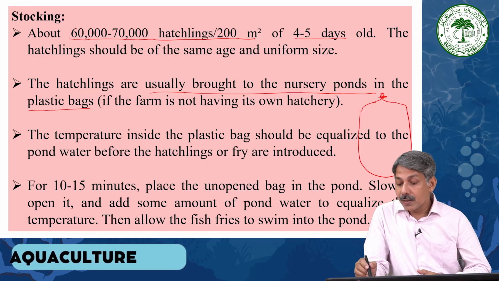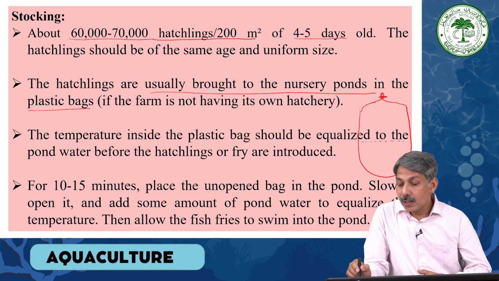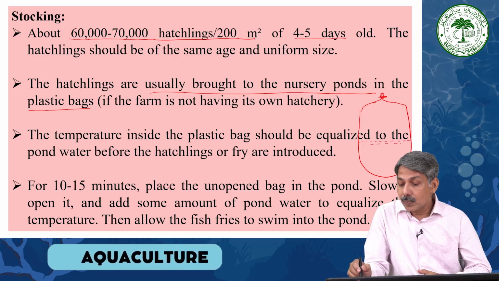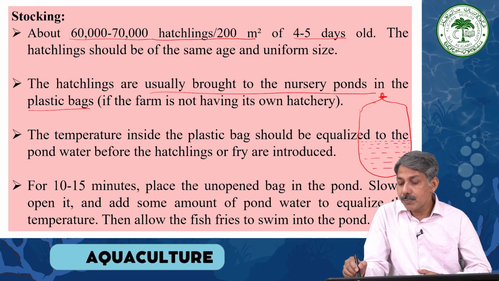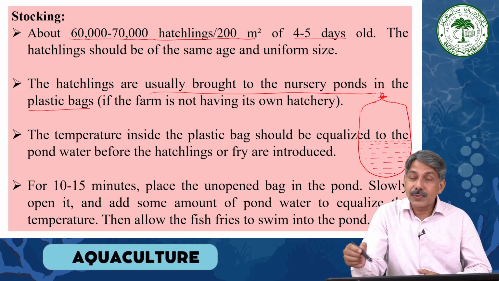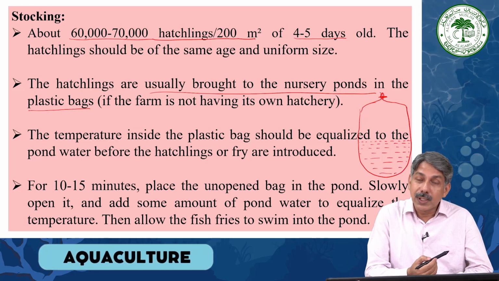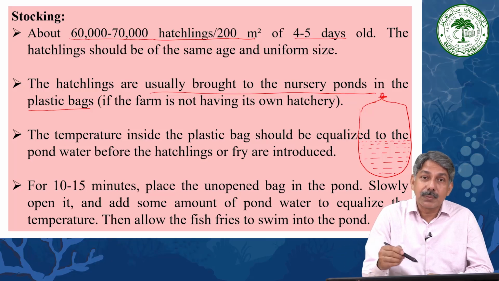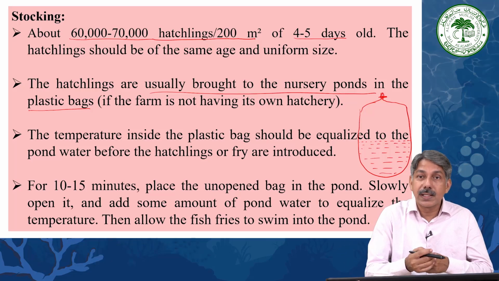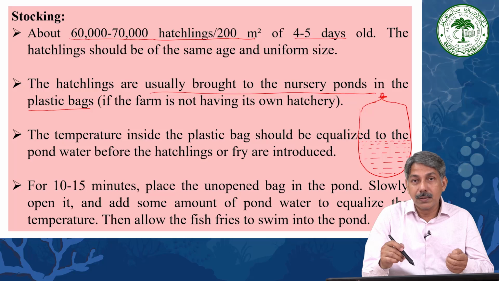Here the lower, about 40 to 50% area is occupied by water, where fishes are kept, and the rest of the upper portion is filled with oxygen. In this form, the fishes are supplied, the newly hatched fry are supplied to the ponds.